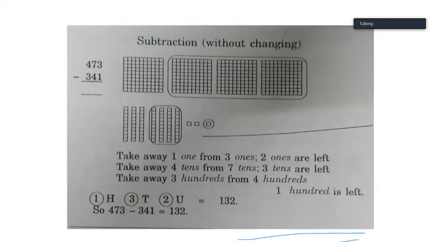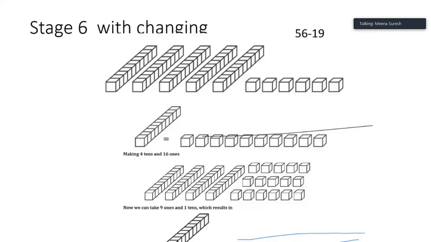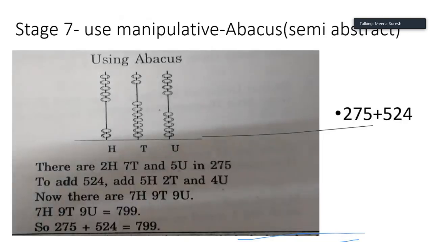Anyway, with changing, after you do with base 10 blocks, you have to start using abacus. Why I am using abacus after this is because this is semi-abstract. When I say 275, in the place value block, you had 200s which were big enough and 7 tens and 5 ones. The tens had 10 ones in it. The 100 had 100 ones in it. But here, just by placing the beads in the appropriate place, you have got the number.